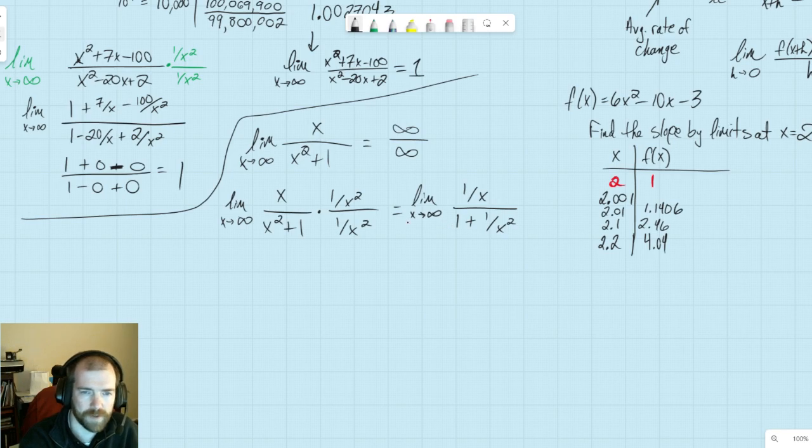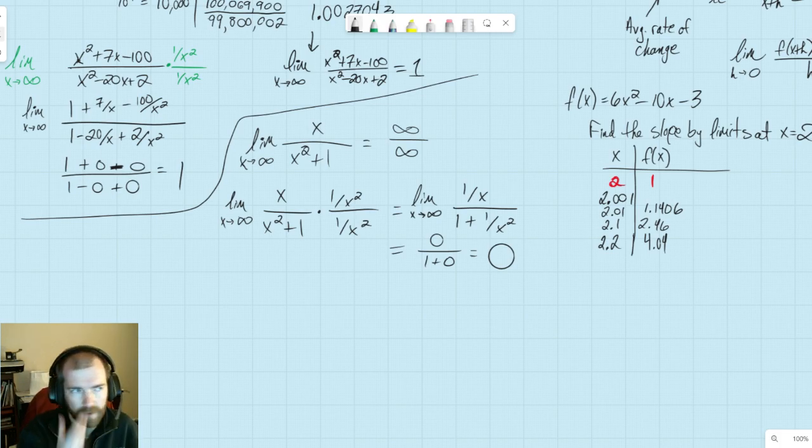All right, now what happens when we get really, really big numbers plugged into these things? Well, the 1 over x and the 1 over x squared become zeros, effectively. So we end up with a 0 divided by a 1 plus 0. Well, this is now just 0. So what gives with that, right? This is different than the one above.